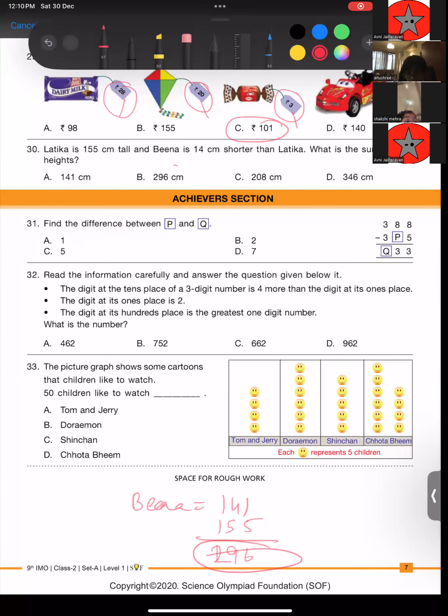Who is explaining to me so nicely? Who is this child? Ma'am, Sakshi. Very good, Sakshi. So this is 296.